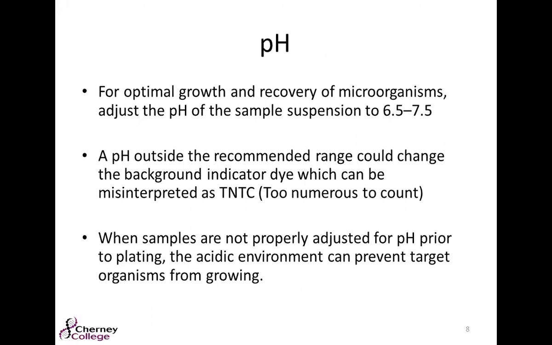3M Petrifilm requires a certain pH for optimal growth and recovery. You're going to want the pH of your sample suspension to be between 6.5 and 7.5. pH outside the recommended range could change that background indicator dye, which could be misinterpreted as TNTC, or too numerous to count. When samples are not properly adjusted for pH prior to plating, that acidic environment can prevent your target organisms from growing on your Petrifilm. So pH plays a huge part when you're setting up 3M Petrifilm.